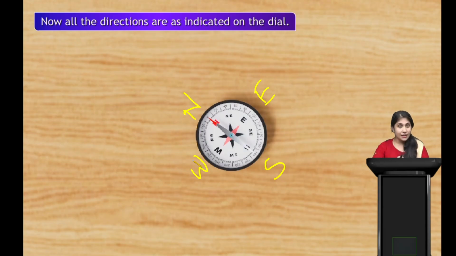So that's all for today's class. I hope all of you have understood. Today we have learned with the help of the bar magnet how we can find the directions, and with the help of the magnetic compass device how we can find the directions, and the rest we will continue in our next class.